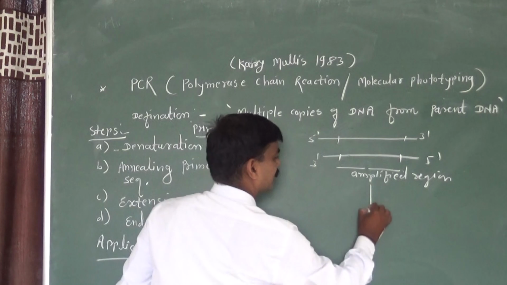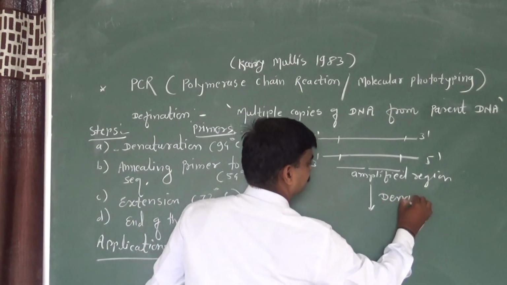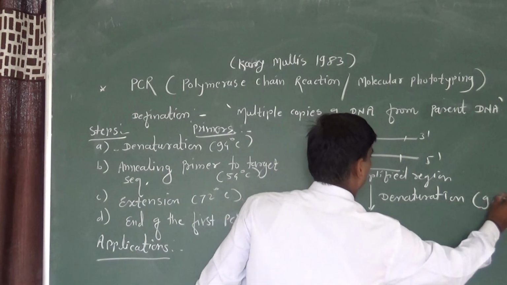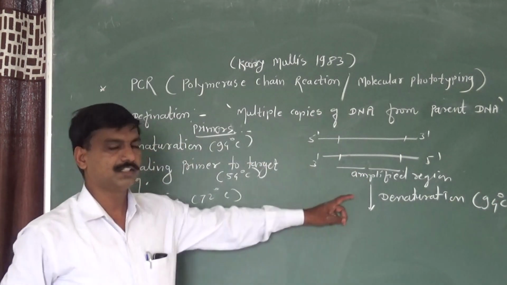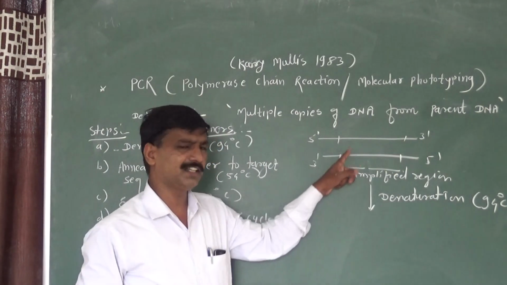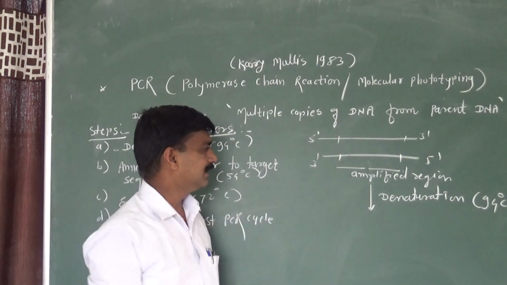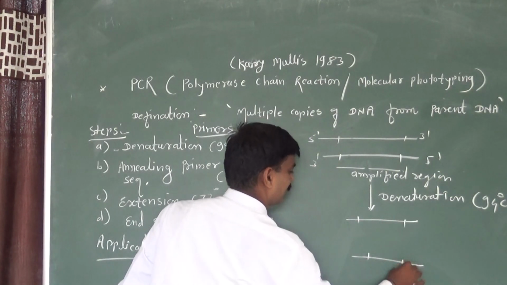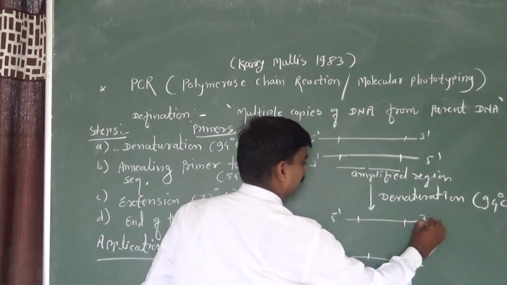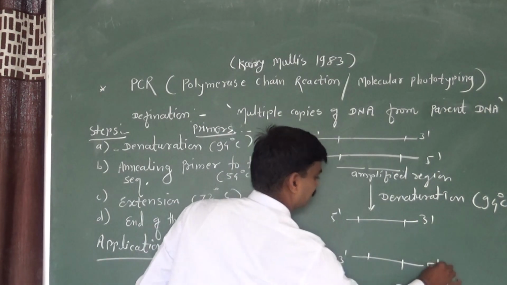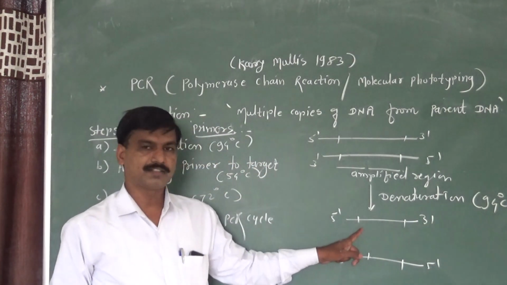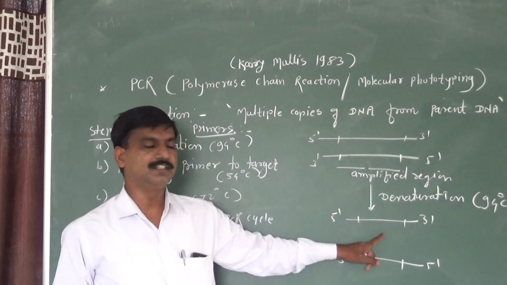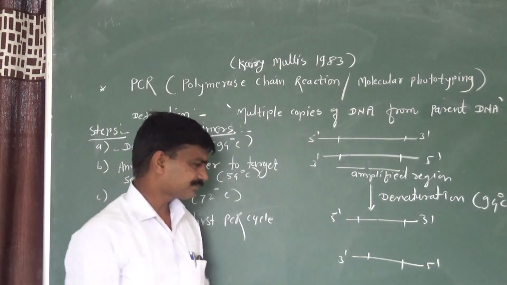Here, denaturation is at 94 degrees centigrade. The double-stranded structure of DNA is denatured and the strands will be separate. And then the amplified region can be seen on the strand.